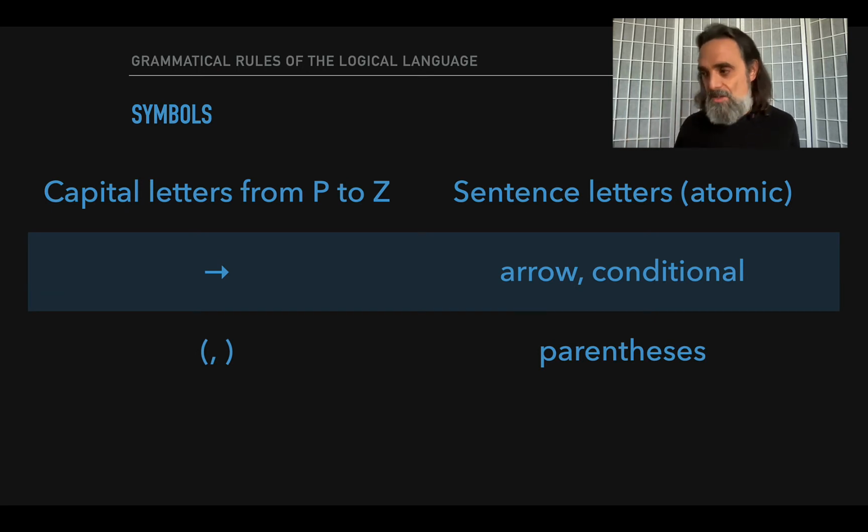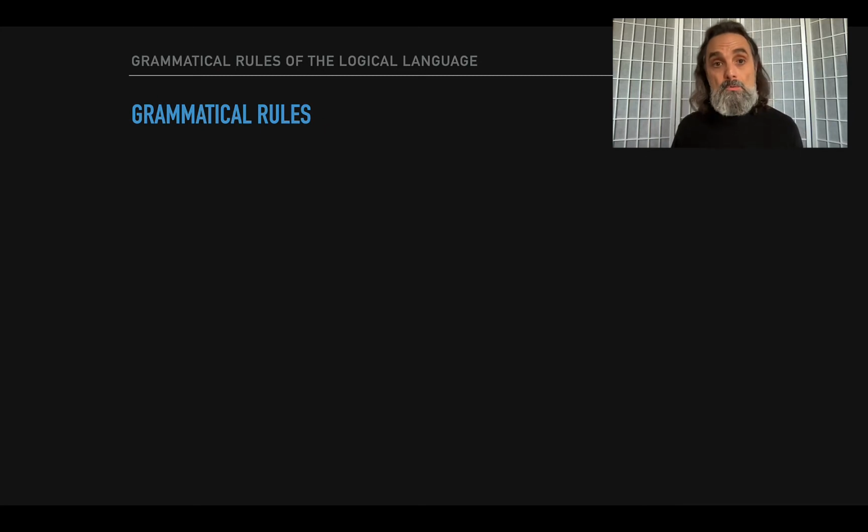If we were just doing conditionals, this course would be over fairly soon. But we're doing a lot more than that. This is just to get going. We're going to expand the language. So, grammatical rules. These are rules for which things are sentences. They don't tell us what the sentences mean or whether or not they're true. They're just rules that say which things are sentences and which aren't.